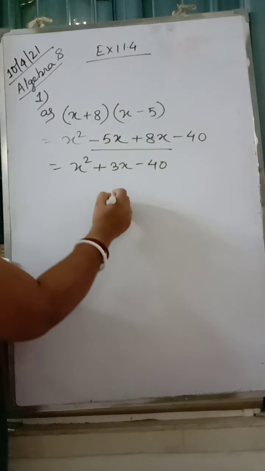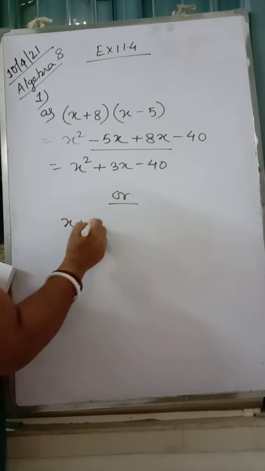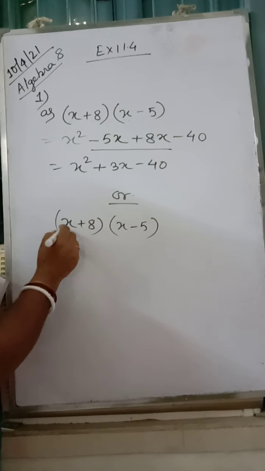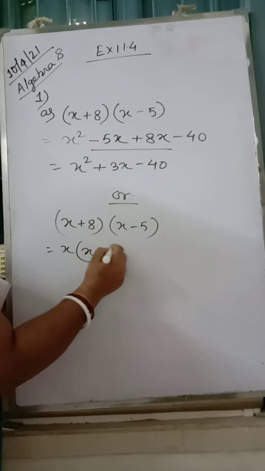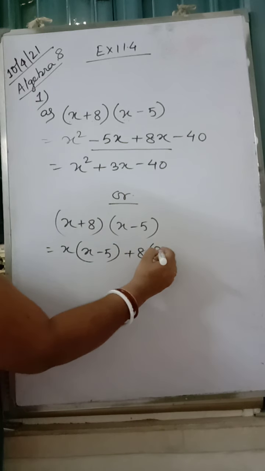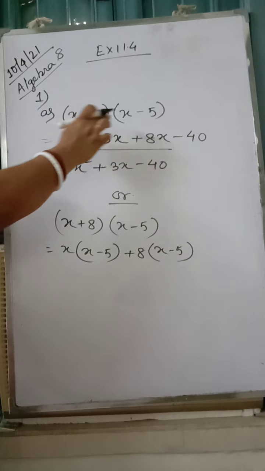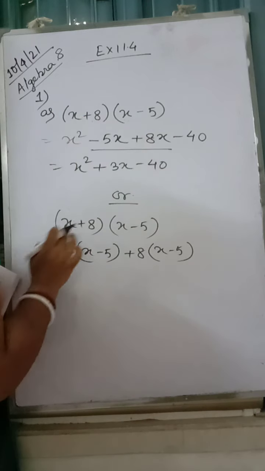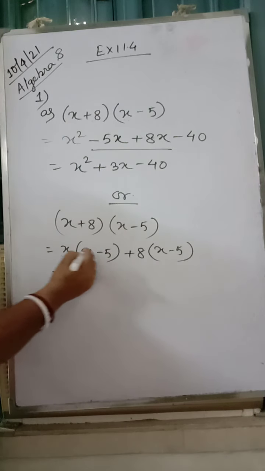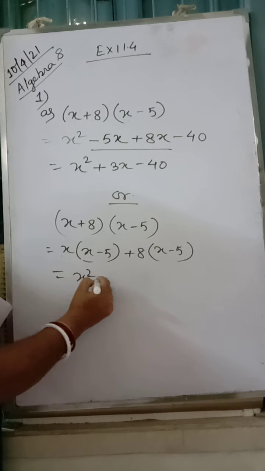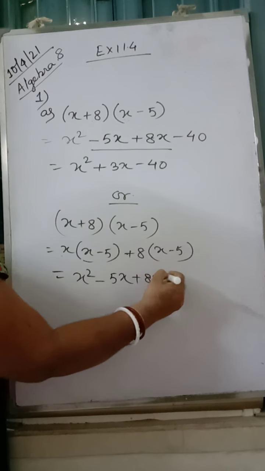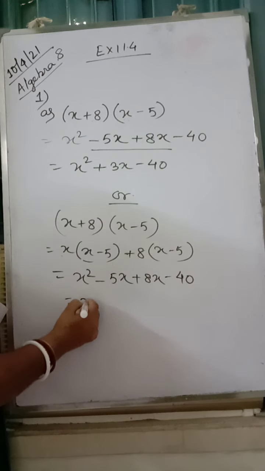If there is confusion, take (x + 8) into (x - 5). So we'll take x from here and the full (x - 5) here. Then plus 8 from here, already x is taken. Now plus 8 I have taken, then the full (x - 5). The meaning is the number is multiplied with x as well as with 8. So the same thing I have written: x into (x - 5) plus 8 into (x - 5). Now you see x into x, x square; x into minus 5, minus 5x; 8 into x, 8x; plus 8 into minus 5, minus 40. Then you merge it.